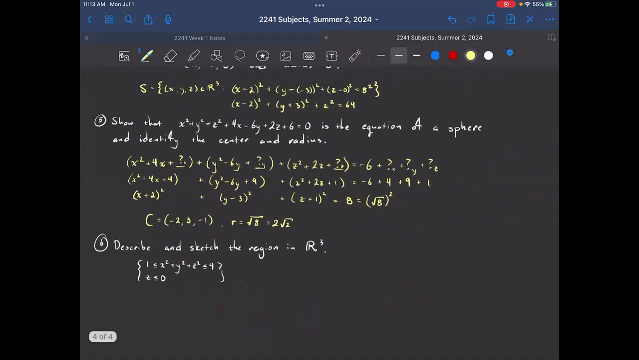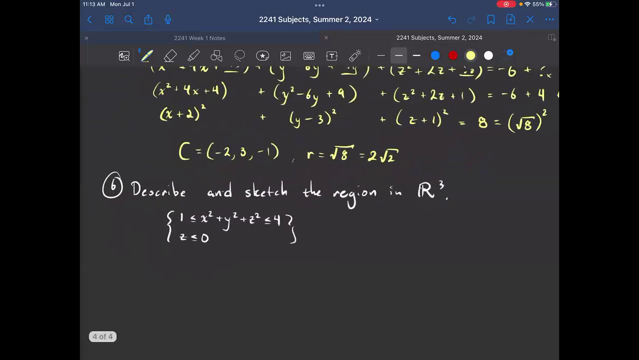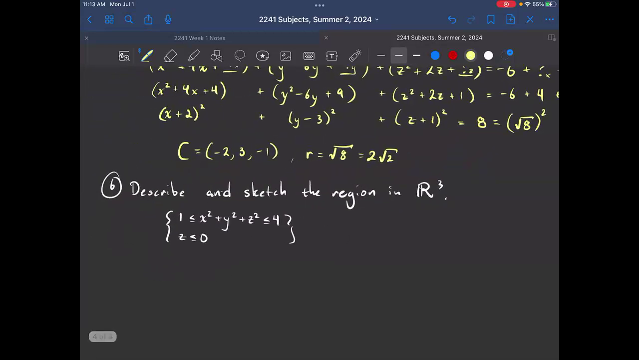And let's do our last problem here. So we want to describe and sketch the region in R3 given by these inequalities. So now inequalities are a little bit different. We have an entire region to shade in here. So what we can do is pay attention to what these inequalities might look like if these were equalities, and then decide whether to shade in above or below those regions.